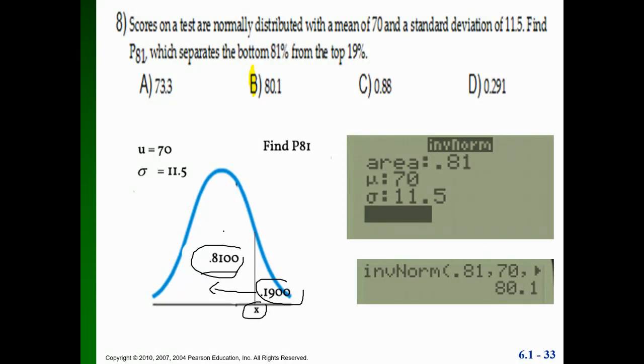I would start labeling it. So the area is 0.81. I don't need 0.8100. He told me my mean. He told me my standard deviation. Hit enter, 80.1, spot on. There's not even an issue. I don't know how they're coming up with these two answers. It's beyond me. These two answers don't make any sense at all.